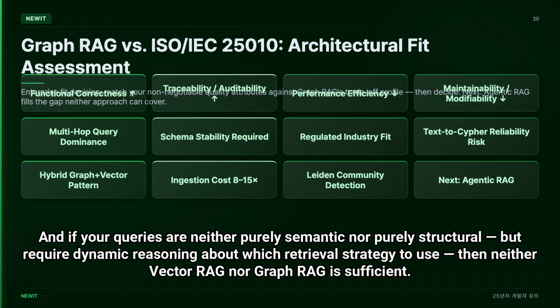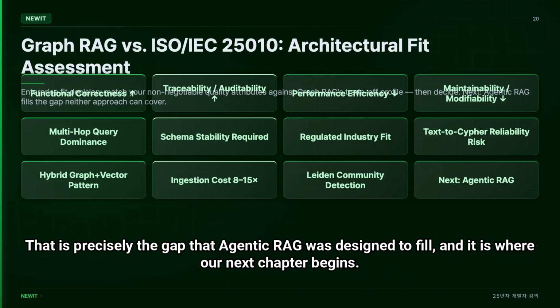And if your queries are neither purely semantic nor purely structural, but require dynamic reasoning about which retrieval strategy to use, then neither vector RAG nor graph RAG is sufficient. That is precisely the gap that Agentic RAG was designed to fill, and it is where our next chapter begins.